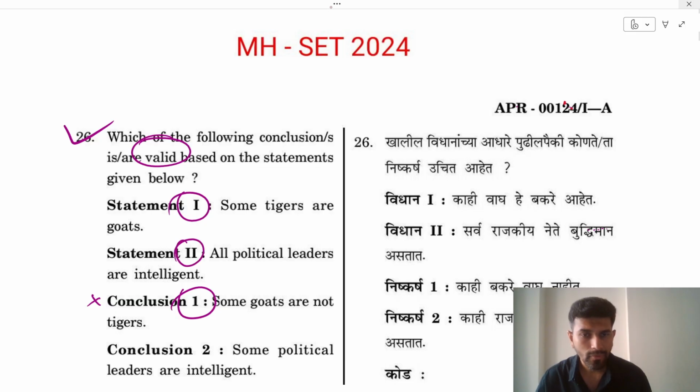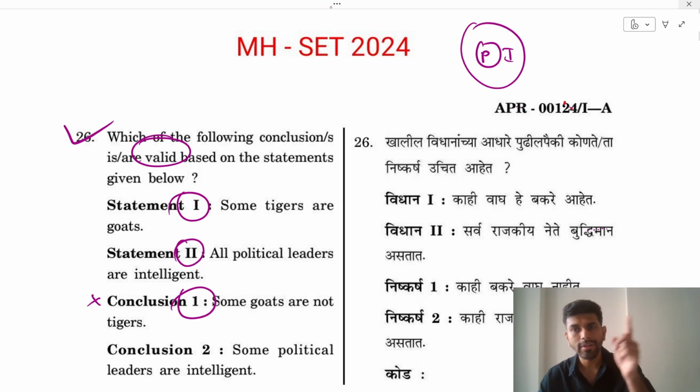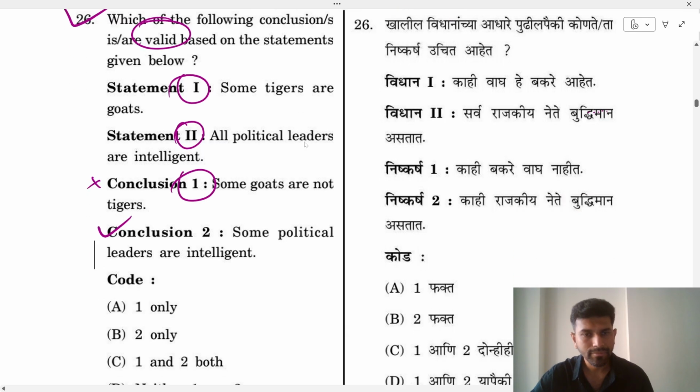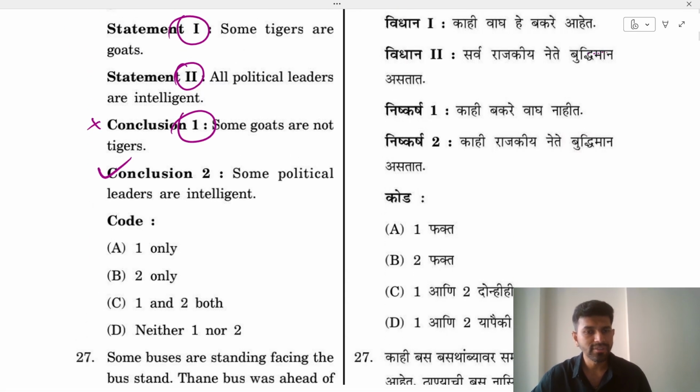Statement 2. All political leaders are intelligent. Conclusion 2. Some political leaders are intelligent. When each and every political leader is intelligent, it means some political leaders are also intelligent. So conclusion 2 is a valid point. Only conclusion 2 is valid. So option B is the correct answer.